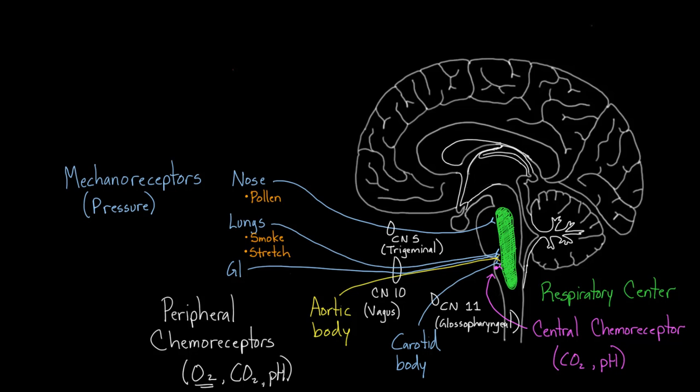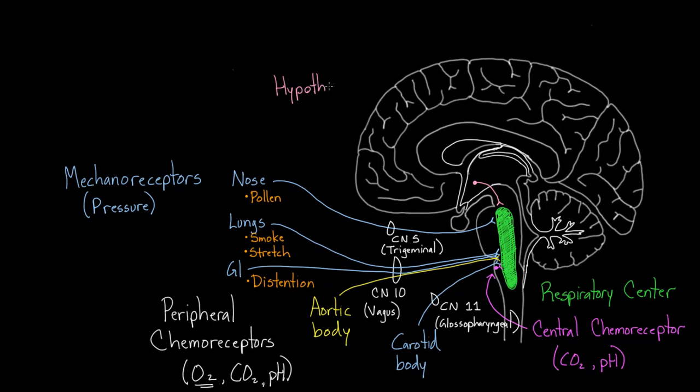And similarly, if our stomach is very distended, that information may also be sent up to the respiratory center through, in this case, the vagus nerve. So far we have information about oxygen and carbon dioxide levels and pH levels, and also about pressure and stretch. But there's also another type of information that's coming from here, and this is our hypothalamus.